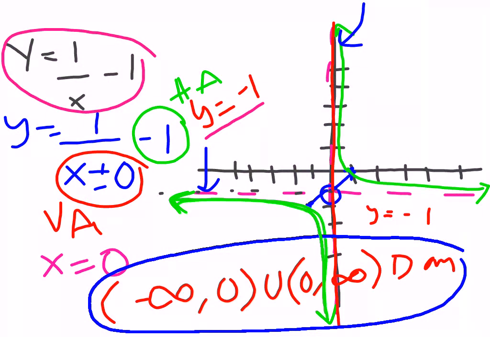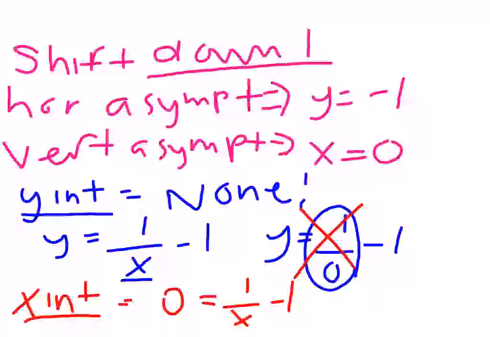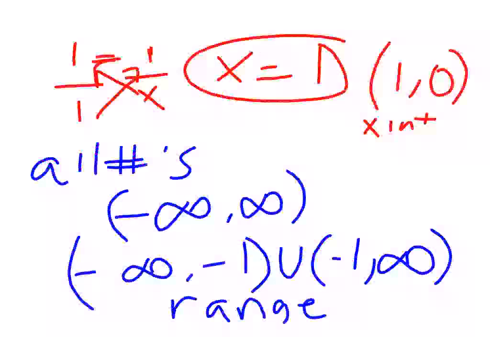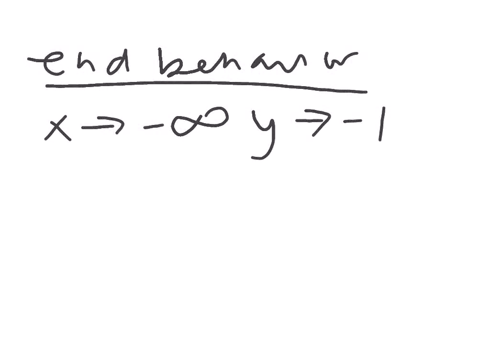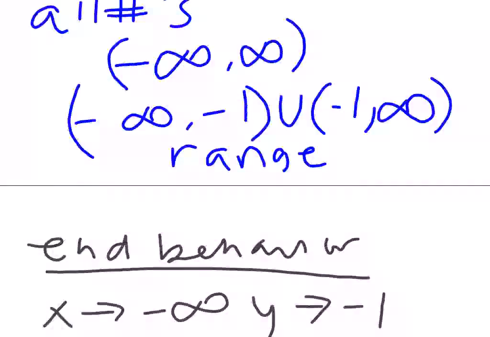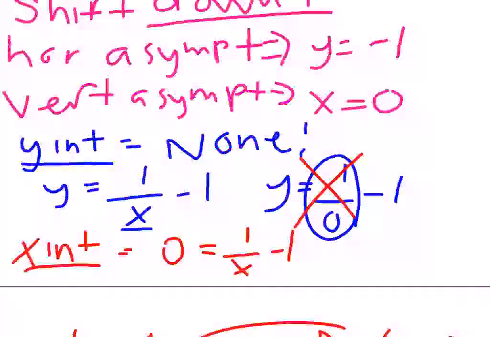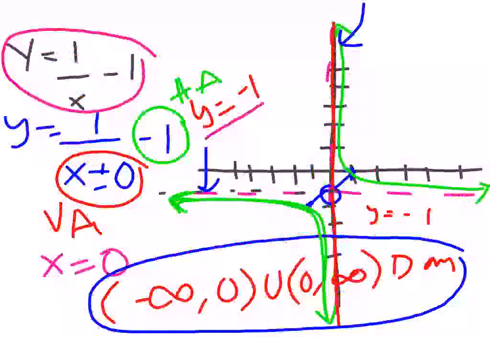So the end behavior is as x approaches negative infinity, my y values approach negative 1. Okay, now let's see what happens as x approaches infinity. Okay, so look at the green over here. Now we're approaching infinity, so we're looking this way on the graph.